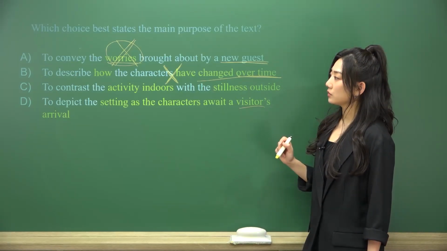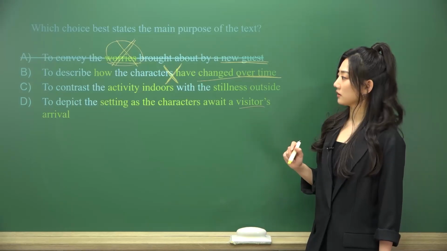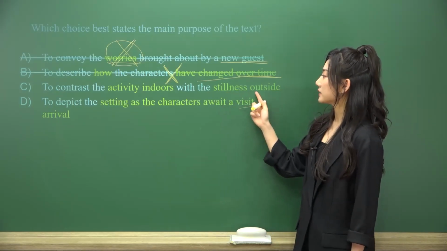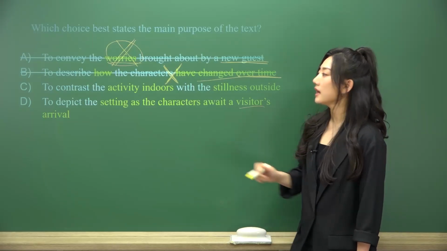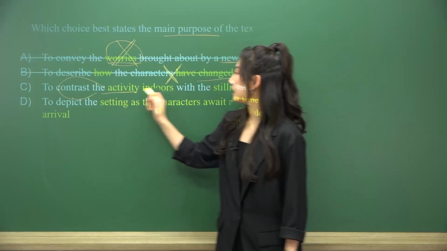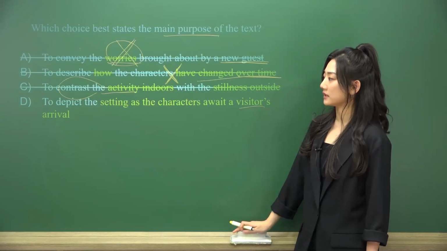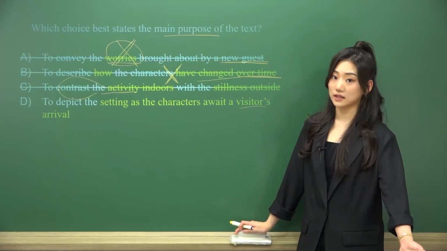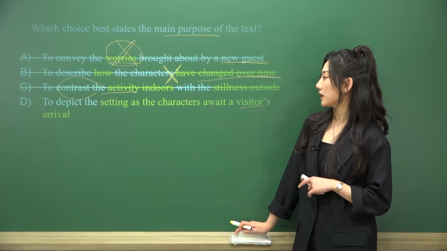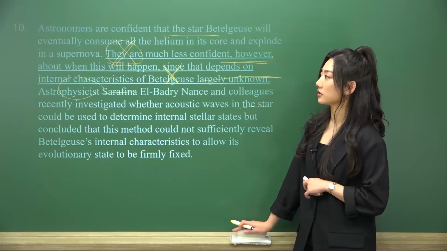Okay, so not A, like we talked about. Not B. Not C either: there was no mention of stillness, and the main purpose is not to contrast the activity indoors versus out. So we can delete C after giving it a second consideration. And D, to depict the setting as the characters await a visitor's arrival. Definitely the answer.